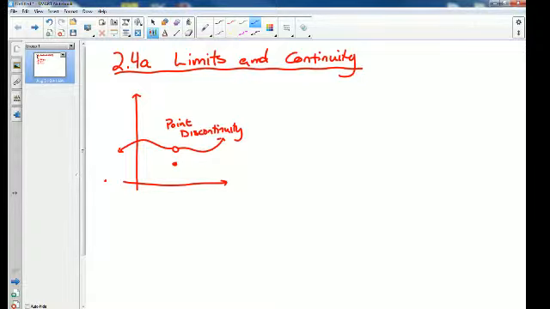Okay, how about something like this? No. Jump discontinuity. Yes. Okay.